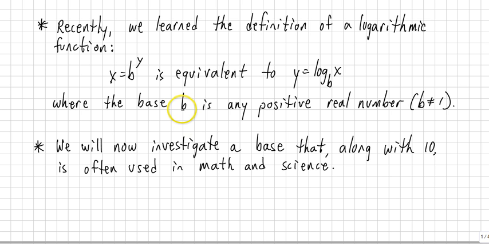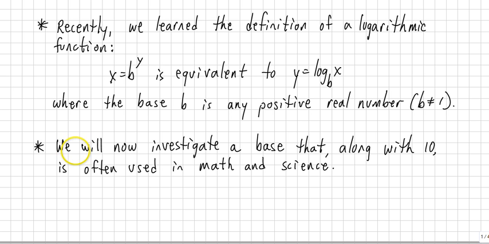And b, in our definition, is the base, and it can be any positive real number as long as it's not positive 1. We don't want b to be positive 1 because 1 raised to any power is just 1. So that's pretty boring. It doesn't really do anything for us.